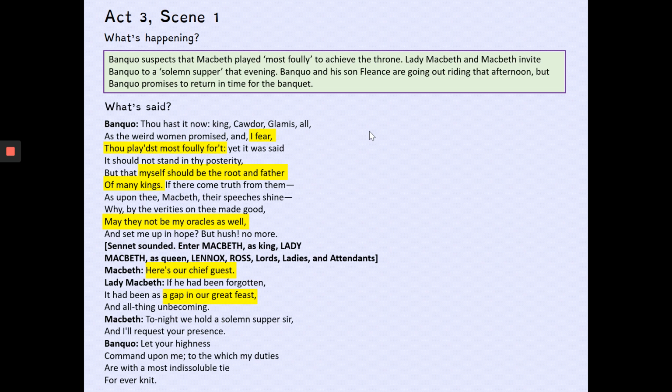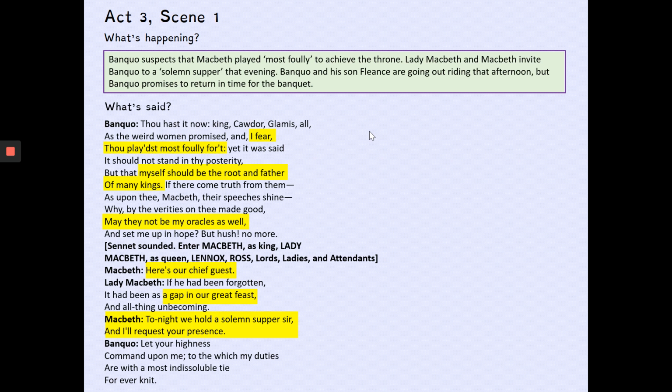And Lady Macbeth's language continues to be quite foreboding, quite ominous. She says, "If he had been forgotten, it had been as a gap in our great feast." Now, you can imagine here a big banquet table and an empty chair. Now, again, that's foreshadowing the death of Banquo, because that death will obviously lead to there being an empty seat at the banquet table. And Macbeth says, "Tonight we hold a solemn supper, sir."